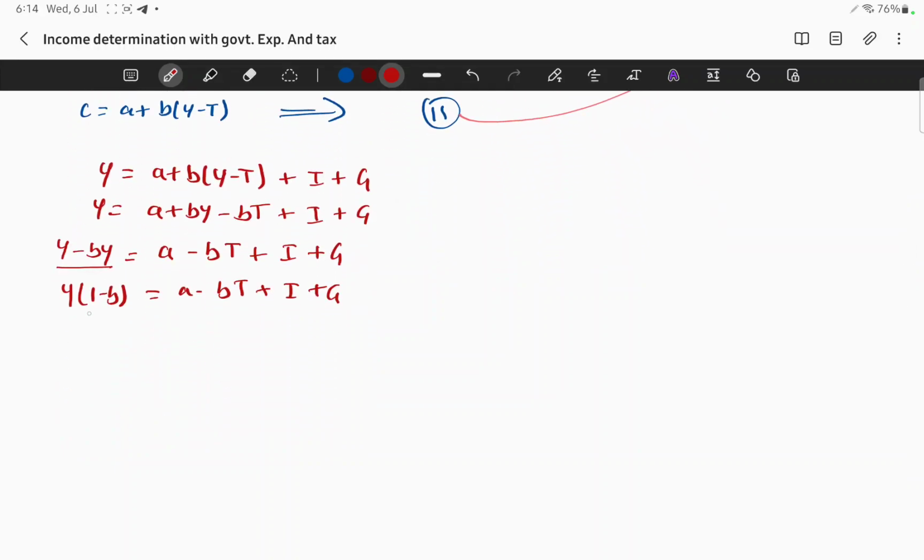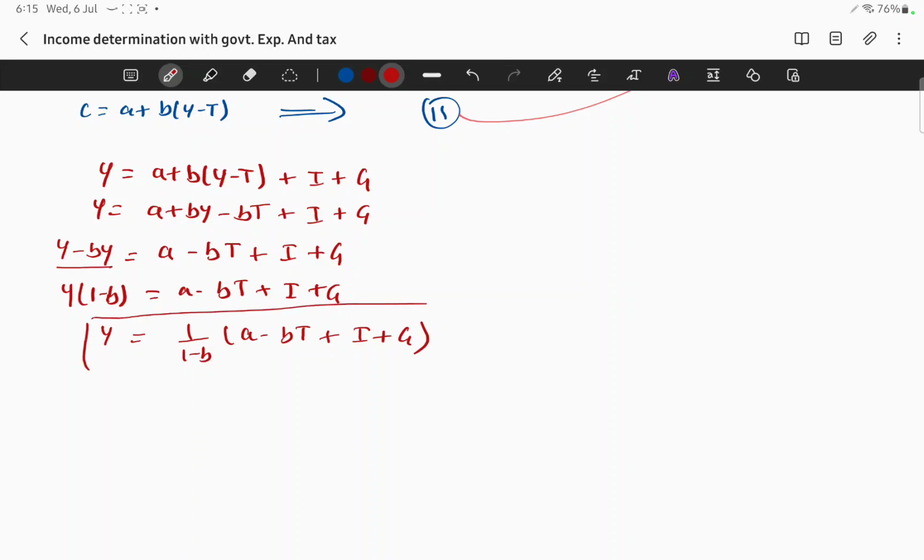So I will bring 1 minus b to the other side of the equation. By dividing 1 minus b on both sides of the equation, we get y equals 1 over 1 minus b times a minus bt plus I plus g. So this is how you determine income with government expenditure and taxes.